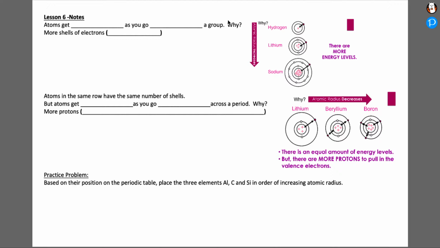Atoms, if we move down the periodic table, so let's say we started in a group and we move down group 1, atoms get bigger. This is the first trend that we see. Atoms get bigger as we go down a group. Now, why would that be?